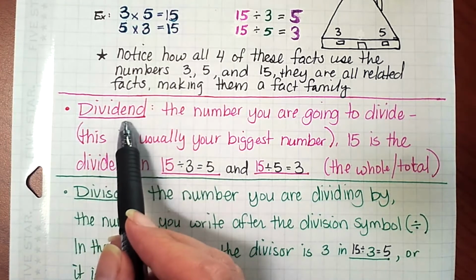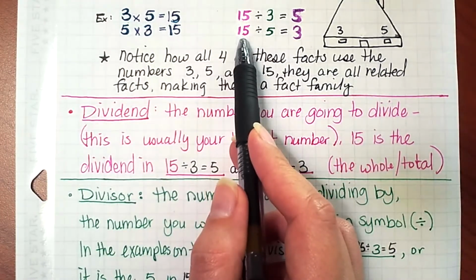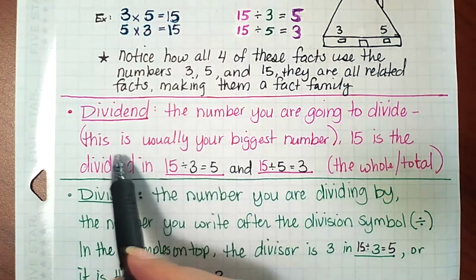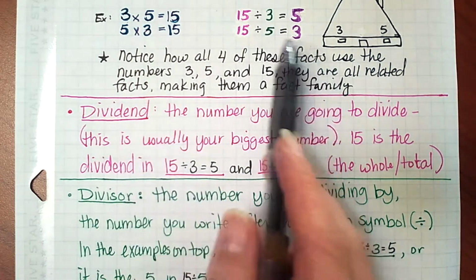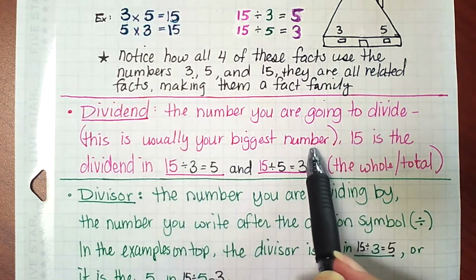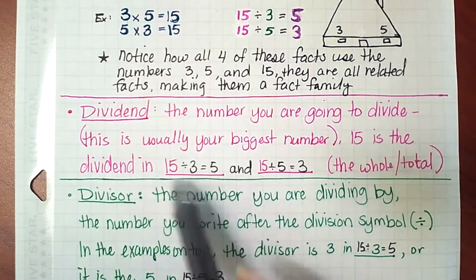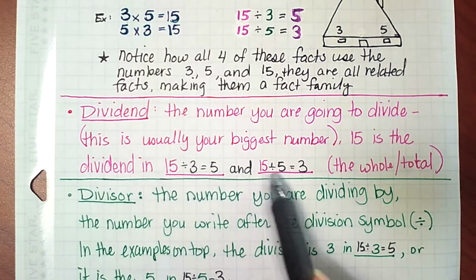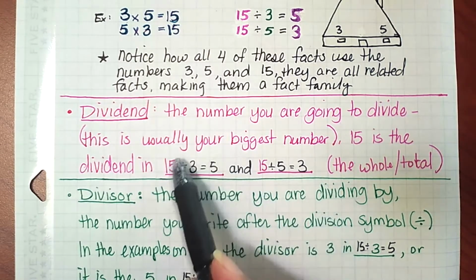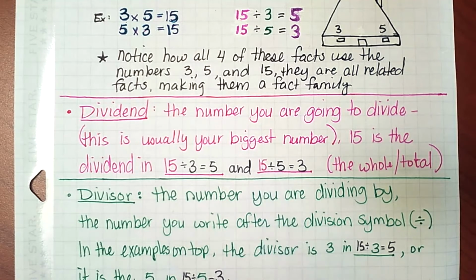So the dividend is the number you're going to divide. It's your whole number. And this is usually the biggest number when you're writing an equation and you're working with dividing whole numbers. It's usually your biggest number. So in this equation that we have up here, 15 is my dividend. When I have 15 divided by 3 equals 5 and 15 divided by 5 equals 3, 15 is my dividend because it's my whole number, my big number that I'm starting with.